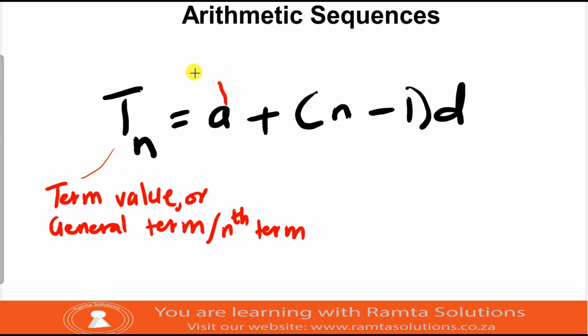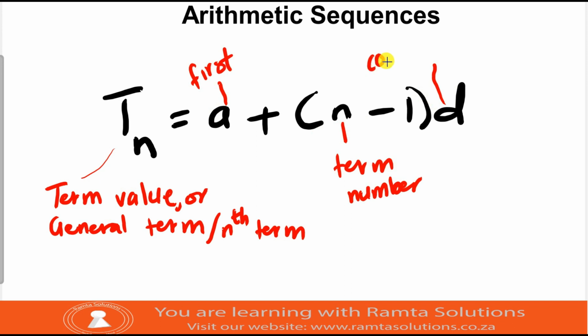Now, this a is what we call our first value. This n is a term number. Now, this d is what we refer to as the common difference.